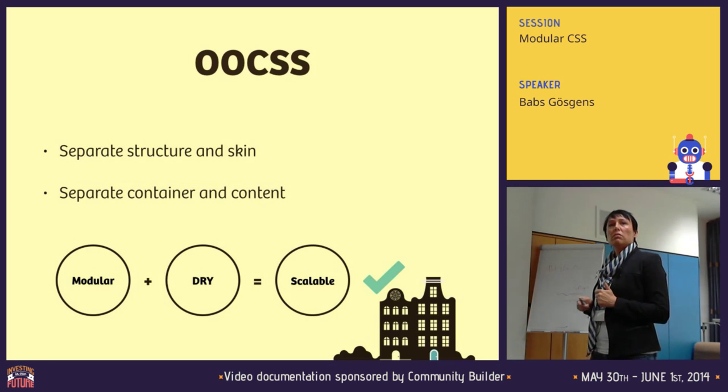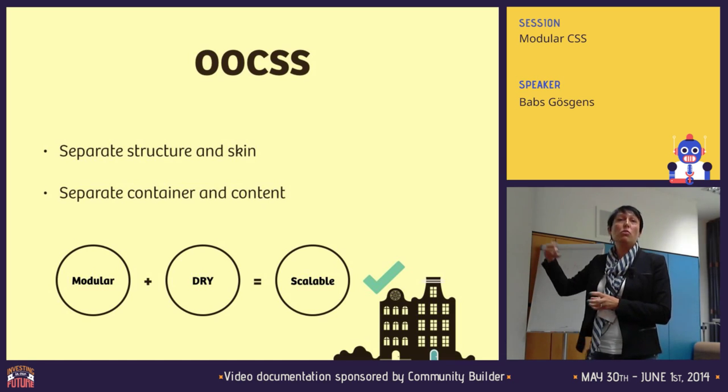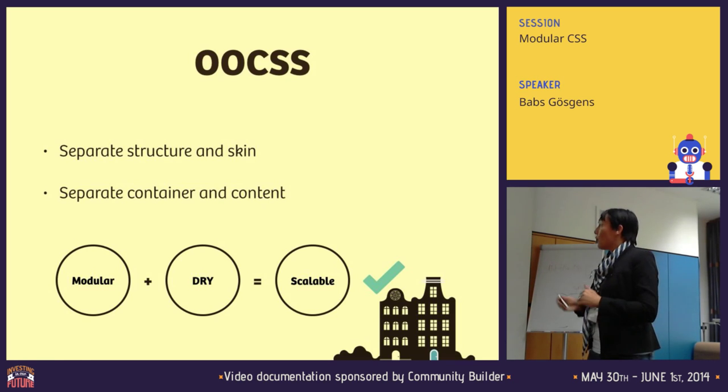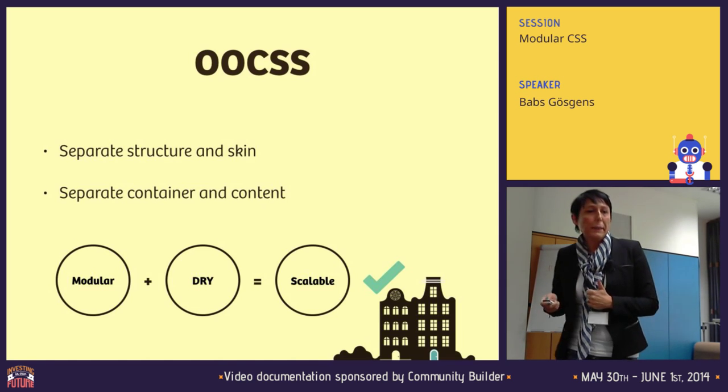The end result of this is that you get modular, so reusable code. Because your code is reusable, your code becomes DRY because you define a few blocks and then you reuse them and reuse them and reuse them. So you don't have as much code in there. And that very much makes your CSS scalable and maintainable. So good thing.